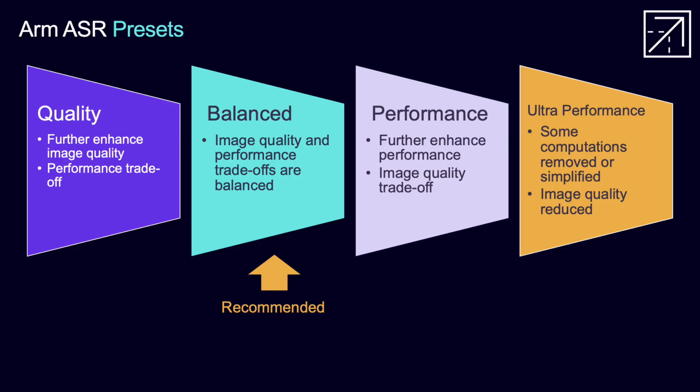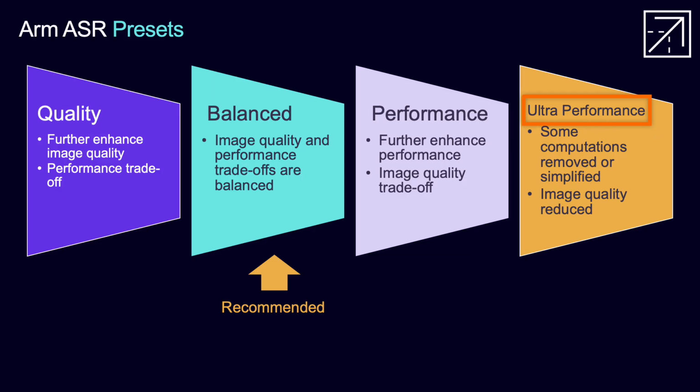Arm ASR includes 4 built-in quality presets, giving developers control over performance and visual trade-offs. Quality mode prioritizes the highest visual fidelity, best for premium devices but with a higher GPU cost. Balanced mode offers the best mix of image quality and performance for most devices. Performance mode reduces image quality to maximize frame rates and battery life, ideal for efficiency-focused builds.